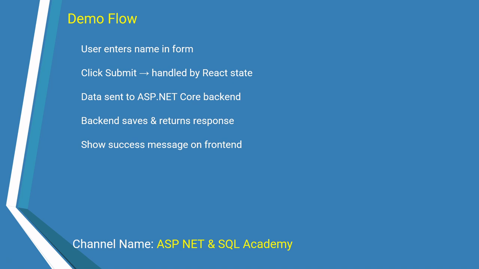Here is the full demo flow. A user enters their name in a form. When they click submit, React handles the input using state. The form data is then sent to the ASP.NET Core backend through an API call. The backend saves the data and returns a response. Finally, the front end shows a success message to the user.